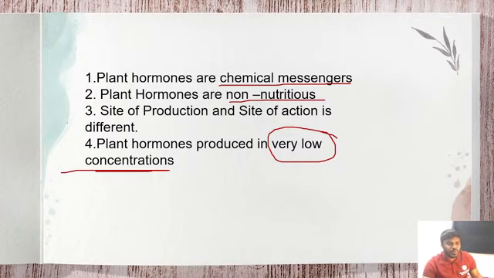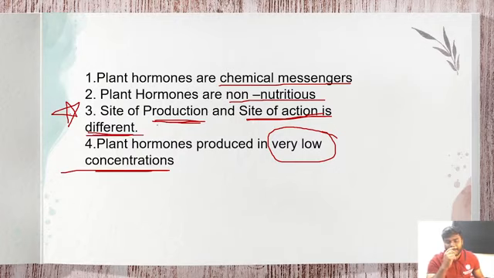And one of the most significant points I want every one of you to remember for the exam is that site of production and site of action are entirely different. Friends, what is the difference here? What is the meaning of this point? Site of production and site of action are different, which means the hormone is produced at one area, but the hormone is going to show its action on another area.